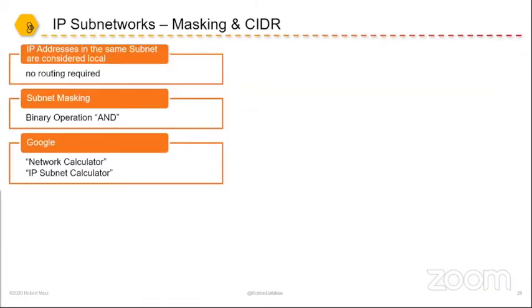So IP addresses in the same subnet are considered local. That means no routing is required. Local means your network card assumes that it can reach the destination address of a packet directly, by sending your packet directly to the next network card. This is calculated by subnet masking. And subnet masking is a very simple binary AND operation. You can do this by hand yourself, or if you're lazy as I am, just Google for network calculator or IP subnet calculator. There are lots of good websites where you fill in the information you have and get the missing parts calculated.